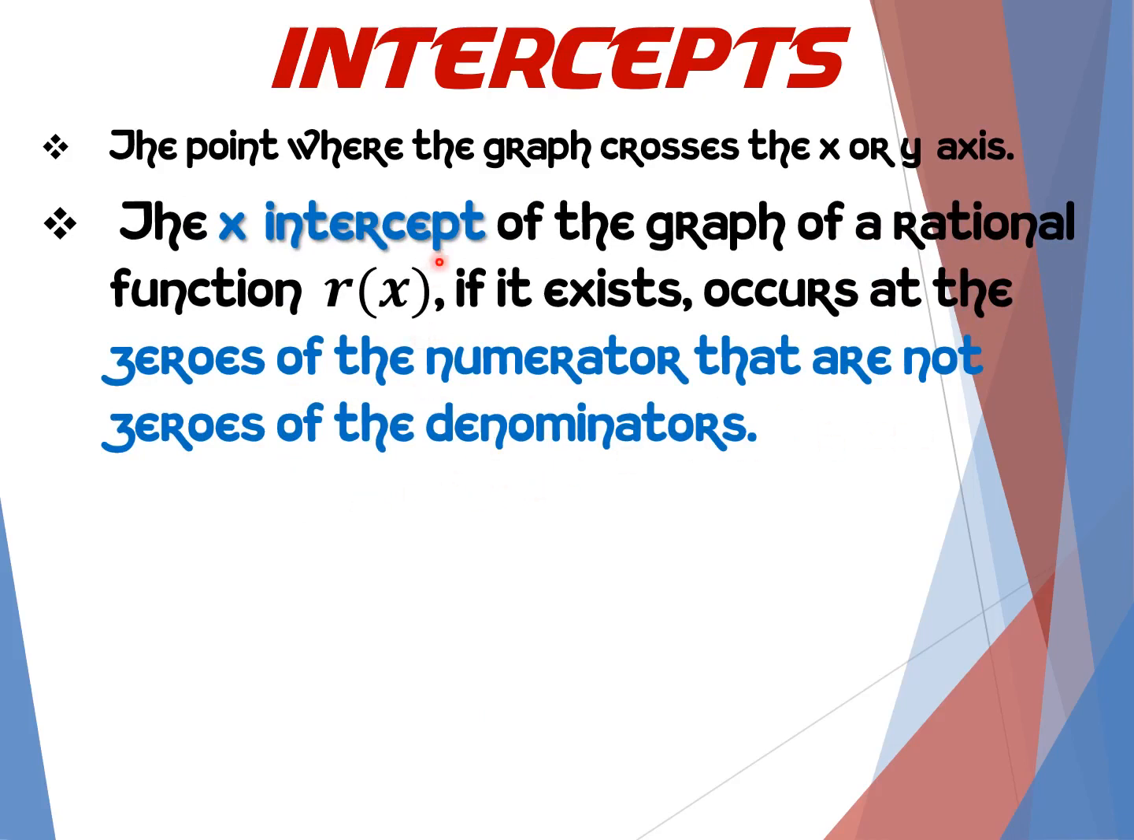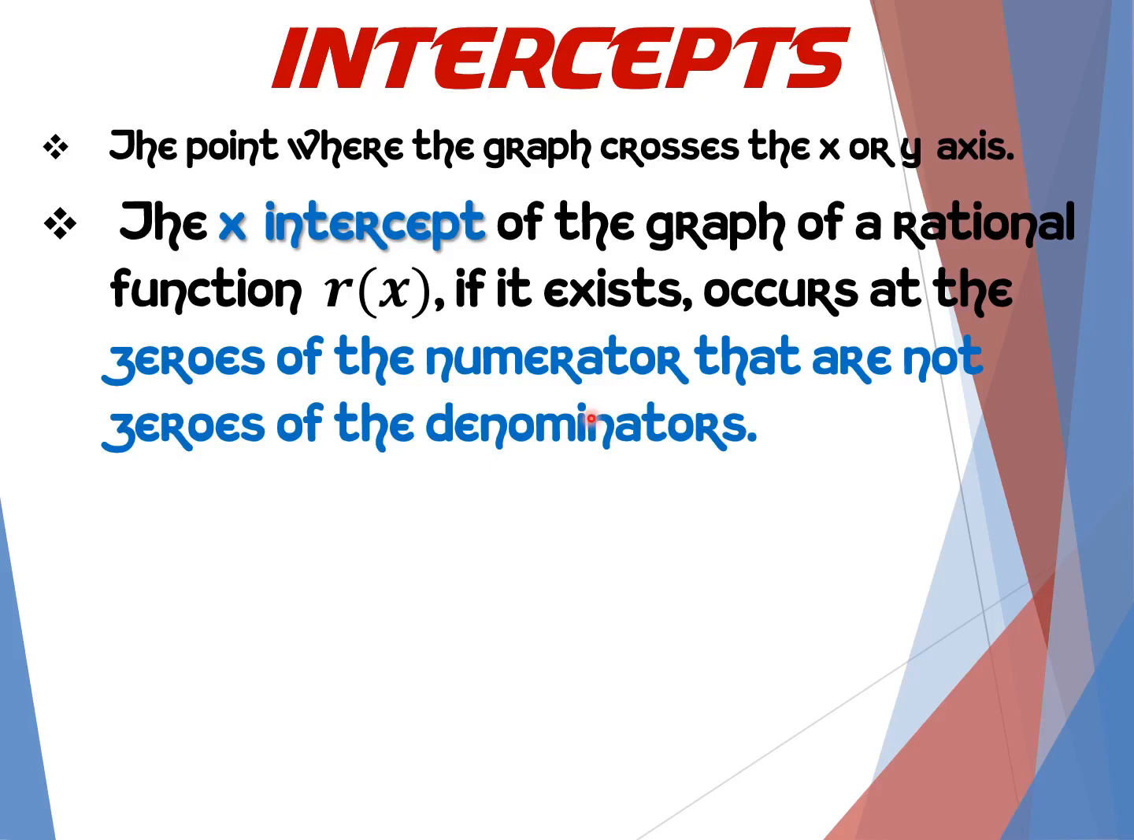So x-intercepts and vertical asymptotes are opposites of each other. The x-intercepts are zeros of the numerator that are not zeros of the denominator, while vertical asymptotes are zeros of the denominator which are not zeros of the numerator. Okay, so that's why they are opposites.